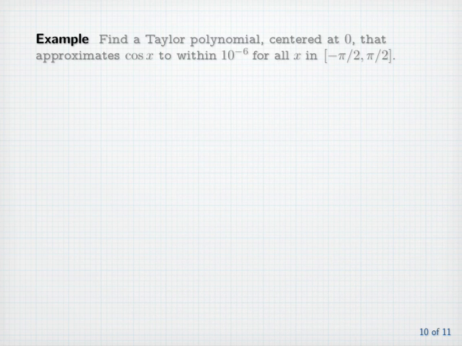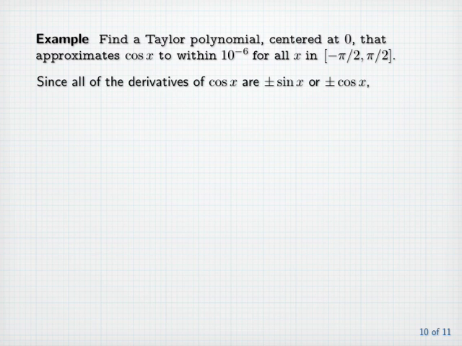Another example. Find a Taylor polynomial centered at 0 that approximates cosine x to within 10 to the minus 6 for all x in the closed interval from minus pi over 2 to pi over 2. Since all of the derivatives of cosine x are either plus or minus sine x or plus or minus cosine x, we have an easy estimate on the absolute value of all derivatives.